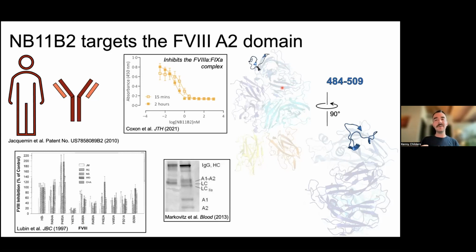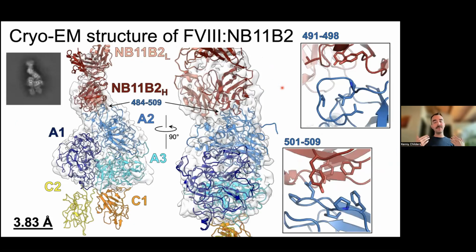So trying to recombinantly express just the isolated A2 domain is quite challenging. It's a lofty goal. That could be one of the reasons why there has just been a lack of structural information on the immune response to the A2 domain. So we took this sample down there.